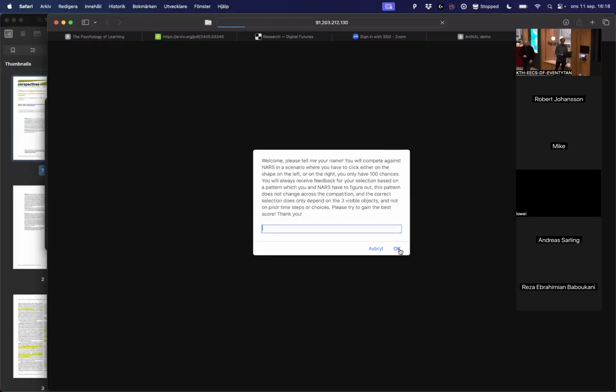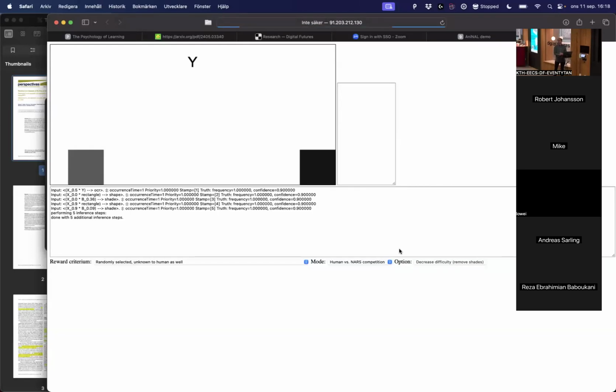Here we have an example where the user needs to find the meaning of two letters. It could stand for brightness. It could stand for particular brightness values. It could stand for brighter or darker. It could stand for rectangle or triangle or circle. It could also stand for on the left or on the right. So we have to figure out the meaning.